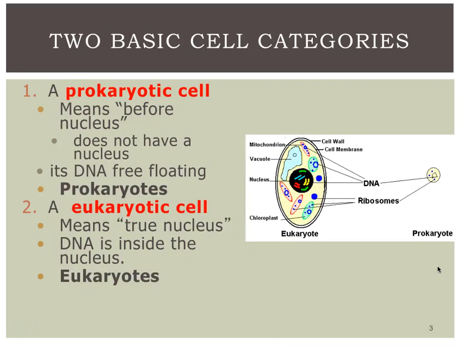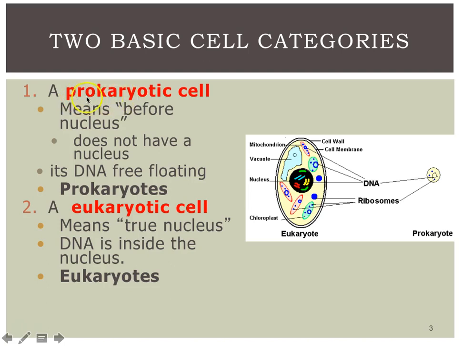So I did mention earlier that there are a couple of basic categories of cells, and these are called the prokaryotic cell and the eukaryotic cell. You can see this word here, karyo. That's the root word right there. That basically means nucleus.